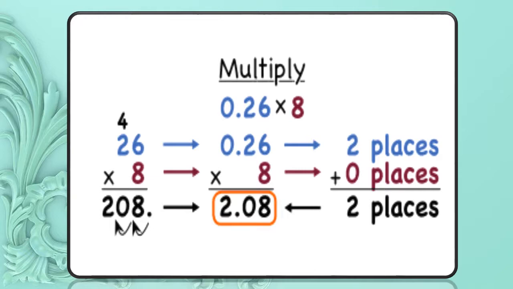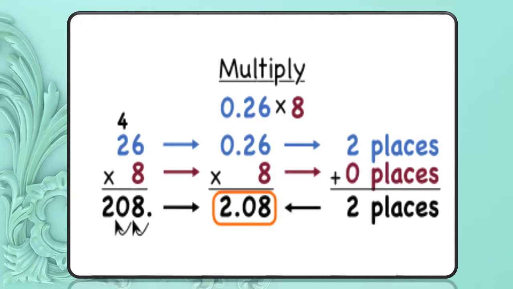So 0.26 can be assumed as 26 multiplied by 8. So in the first step we are going to multiply 26 by 8. Here our answer will be 208. Now in the next step, we will count the numbers after the decimal point to the right. So here 0.26 means 2 and 6. These are two decimal places.